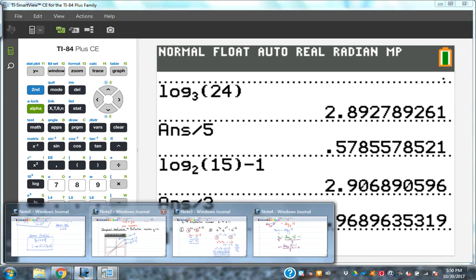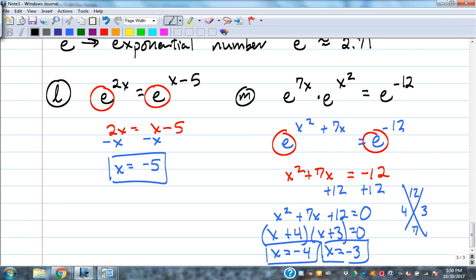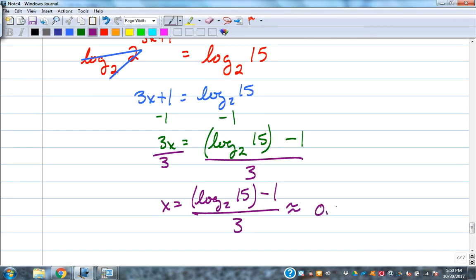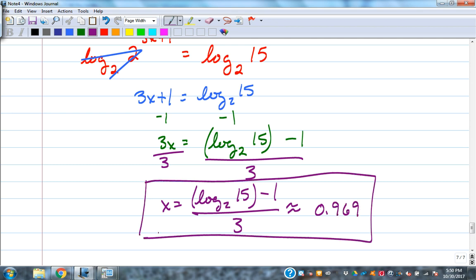0.969. Getting exact and decimal approximations for those.